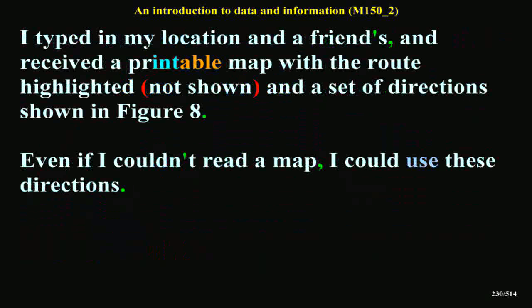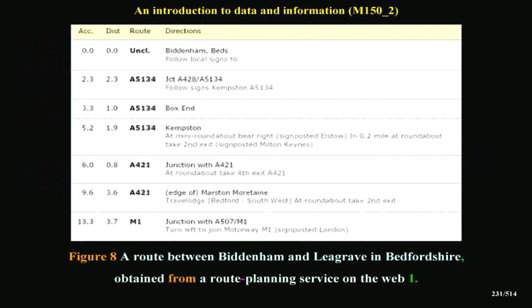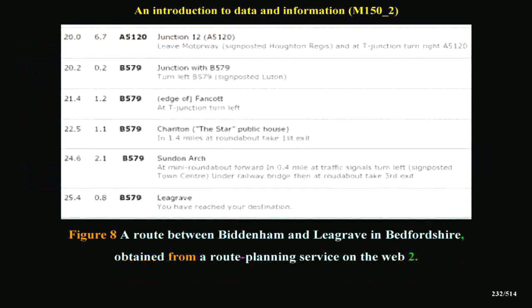I typed in my location and destination, and received a printable map with a route highlighted, not shown, and a set of directions shown in Figure 8. Even if I couldn't read a map, I could use these directions. Figure 8: a route between Biddenham and Leagrave in Bedfordshire, obtained from a route planning service on the web.